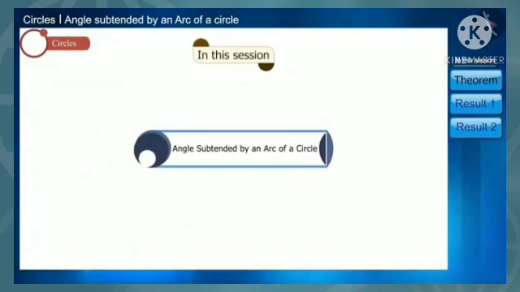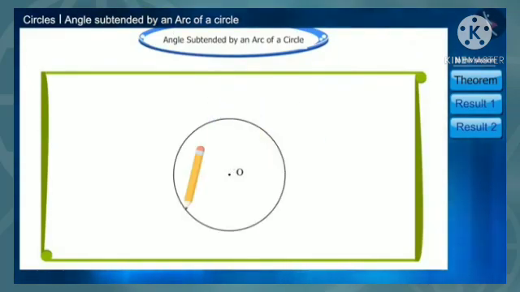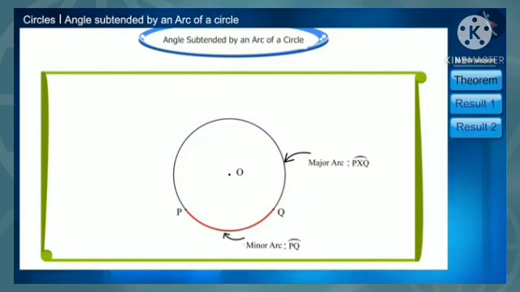Today, we will discuss the concept of the angle subtended by an arc of a circle. Friends, draw a circle with center as O. Take 2 points P and Q on it. The part which falls between these 2 points is called an arc. The longer part between the points is called the major arc and the smaller part is called the minor arc. To indicate the major arc, in between the 2 points we have taken another point named X.